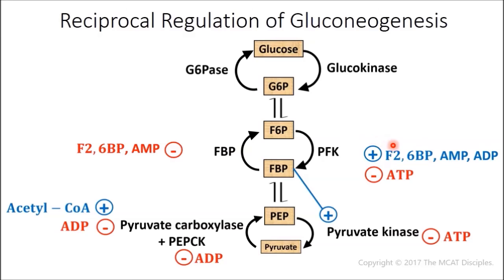Fructose 2,6-bisphosphate will activate it. We haven't talked about that yet; I'll talk about it soon. AMP and ADP will activate it. ATP will inhibit it. That makes sense. AMP is the major regulator in terms of comparing ATP and AMP. AMP just indicates low levels of energy, so of course you want to run glycolysis.